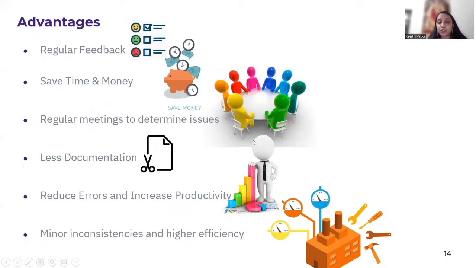And regular meetings to determine the issues, as QA is interacting and collaborating with the development team, BAs, and product owners regularly. We can discuss the issues and get resolutions immediately, which helps us to get quick updates from any one of them. Less documentation. We prefer to do less documentation over providing a high quality product with exploratory testing. And this will reduce the errors and increase our productivity. There might be minor inconsistencies, but it will provide for sure a higher efficiency product.